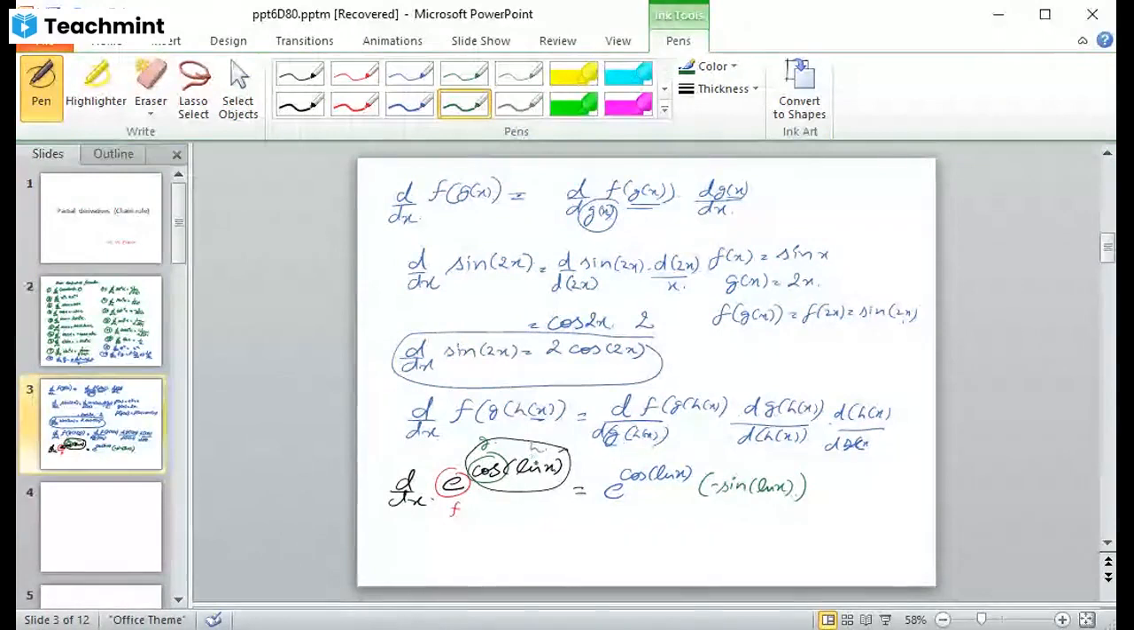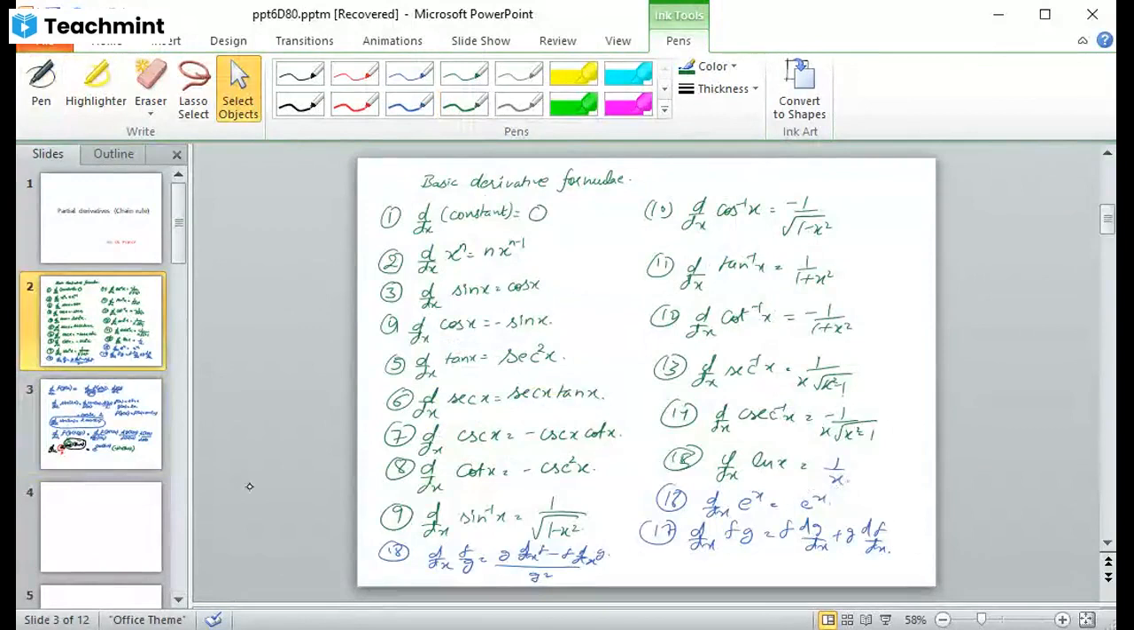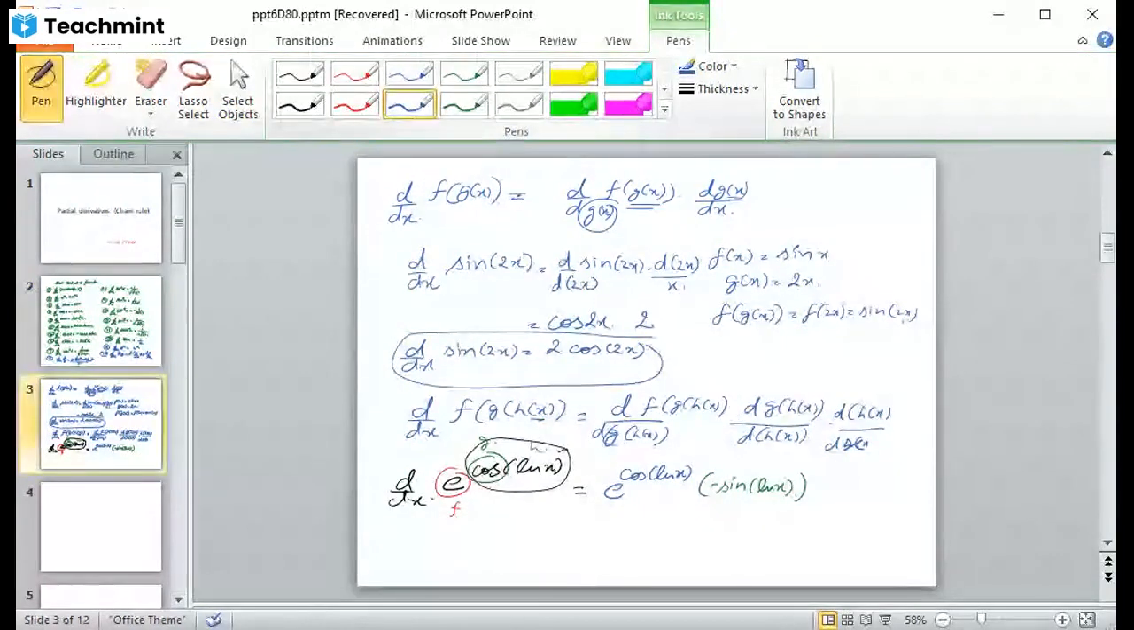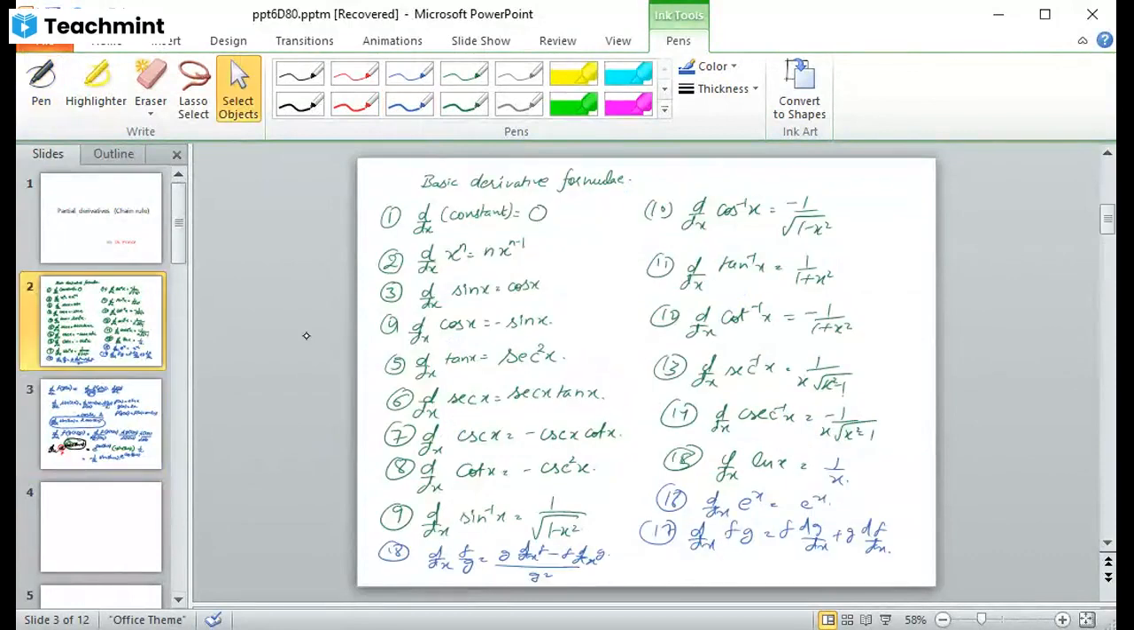And what is your h? H is log x, and log x directly depends upon x. So what is the derivative of log x? It is 1 upon x. So what is the answer here? The answer is minus 1 upon x sine of log of x into e raised to the power cos of log of x. Okay. So this is how the chain rule will take place. So here you can see we have considered different types of functions, but the basic formula which we are using is only this formula. Okay. So if you remember these formulas, you can solve any kind of problem.